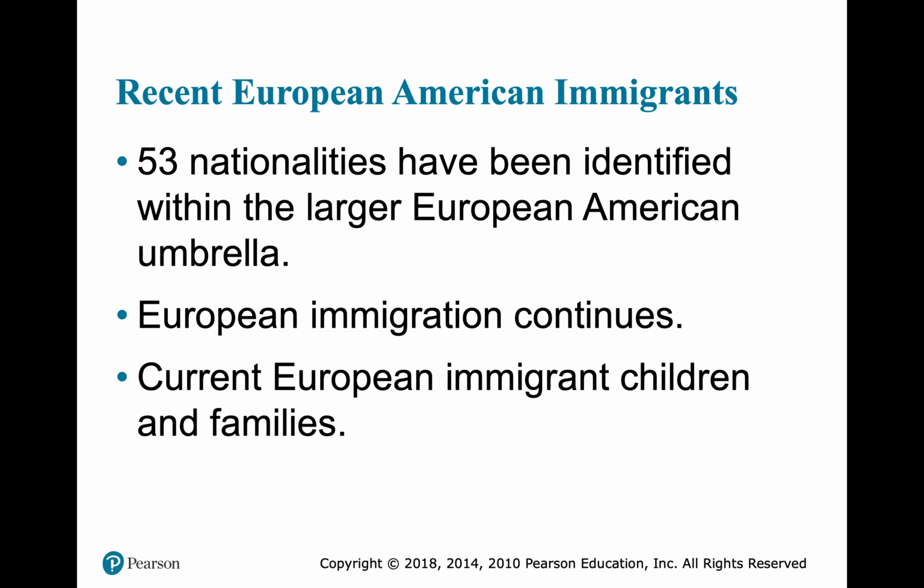So 53 nationalities have been identified within the larger European American umbrella. European immigration continues, and in 2003, immigrants of European descent represented approximately 30% of documented immigrants. So we've seen a shift over time. Current European immigrant children and families represent a very broad range of diverse and intercultural groups. So 40% of European immigrants come from Eastern Europe, so that would be like Poland, Russia. 40% from Northern and Western Europe, so that would be like the UK, Germany. And then 16% from Southern Europe, so Italy, Portugal, Greece.